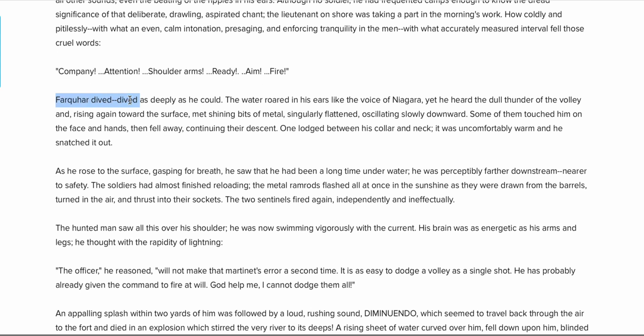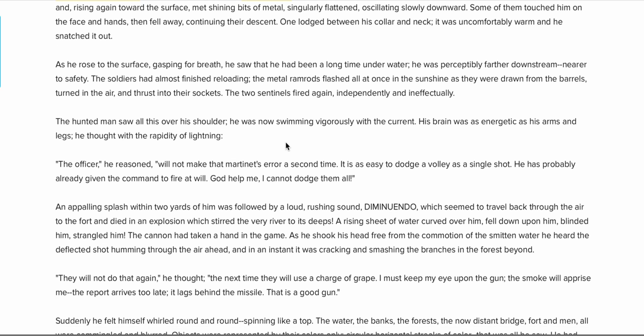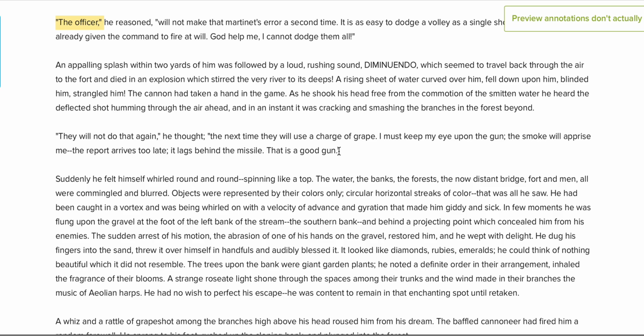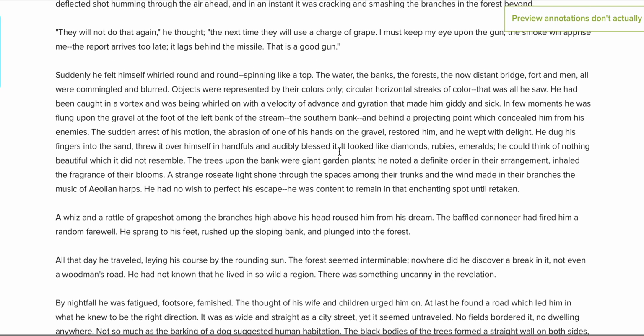See, even the words dived and dived as deeply as he could. And then the water roared. Description of the 5 senses. He's tackling the 5 senses. What can you hear? What can you see? What can you smell? How did he feel? A whole scene here with even the officer and the soldiers trying to shoot the man who fell into the water.